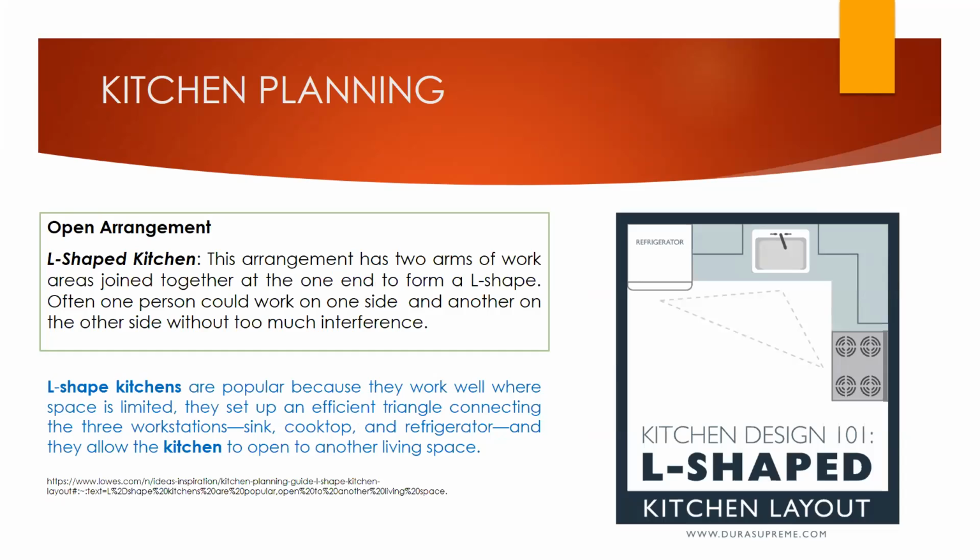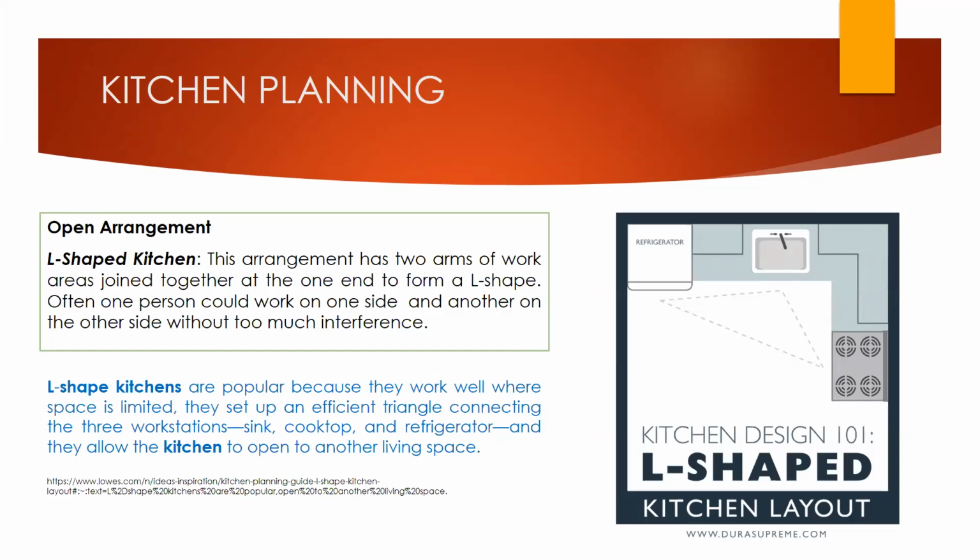In open arrangement, one of the most popular is the L-shaped kitchen. As you can see, it is the shape of the letter L. This arrangement has two arms of work areas joined together at one end to form an L shape. Often one person can work on one side and another on the other side without too much interference.